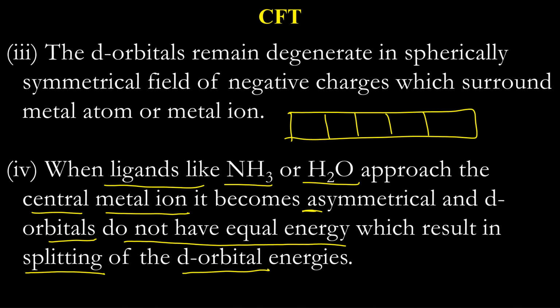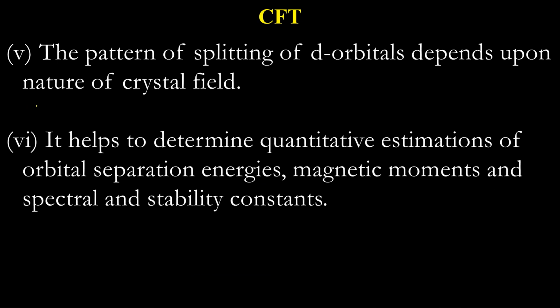So what am I talking about? Ammonia and water, till now I have talked about. If the ligands are ammonia or water, there are other possibilities also. Then there is a difference or deviation from the symmetrical, or you can say degenerate, orbitals. Now it splits. It is called splitting of d orbital energies.